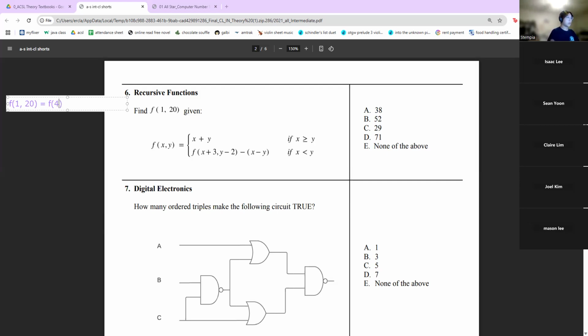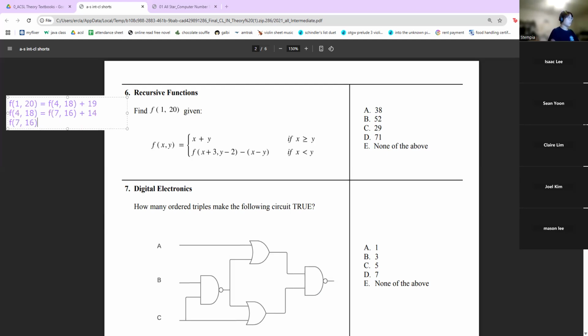So this is going to give us f of 4 comma 18 minus x minus y is going to give us negative 19. So that's really saying plus 19, right? F of 4 comma 18 is going to give us f of 7 comma 16 plus x minus y is negative 14, so that'll be plus 14.